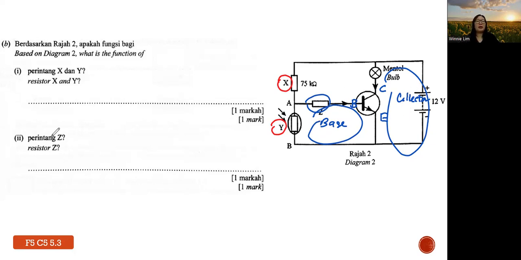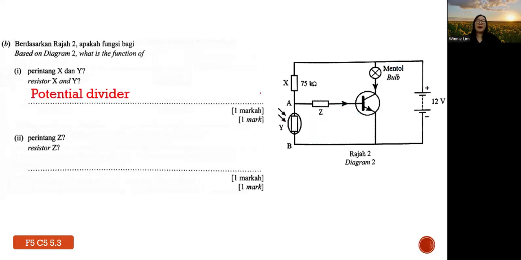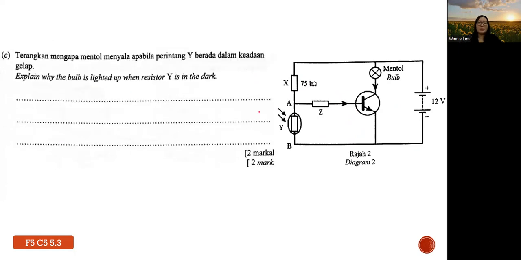So you have to remember they act as a potential divider, which means that due to the resistors here, they will divide the voltage according to the resistance. If the resistance is high, the voltage is also high at that point. While Z, because it is placed on the base leg of the base circuit, is there to limit the base current.